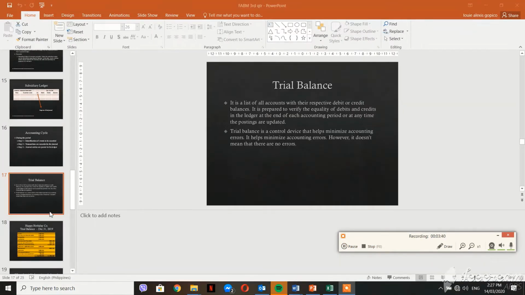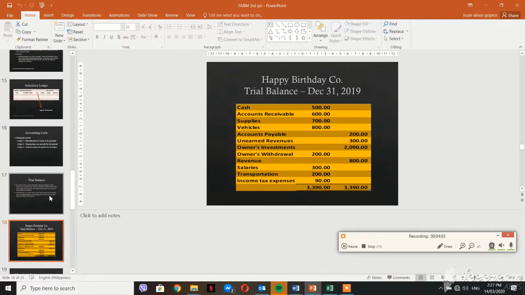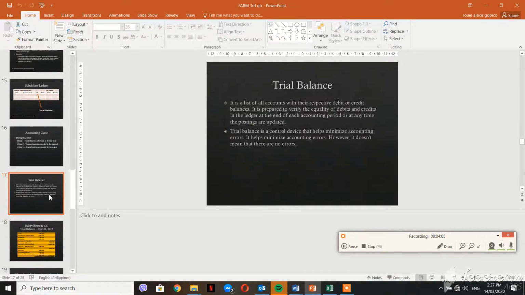Okay, so going back to the PowerPoint, guys, the PowerPoint that I sent you, it is not all inclusive. This is just a summary of the discussion. So you may still have to refer to your book for additional explanations. For example, the procedures for preparing a trial balance. So it is not included in the PowerPoint. So you have to look at your book or any other book or be resourceful and look for it in the internet.